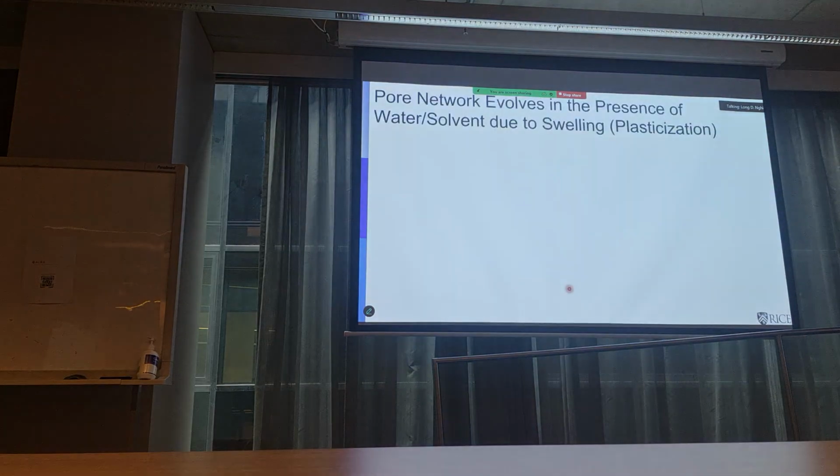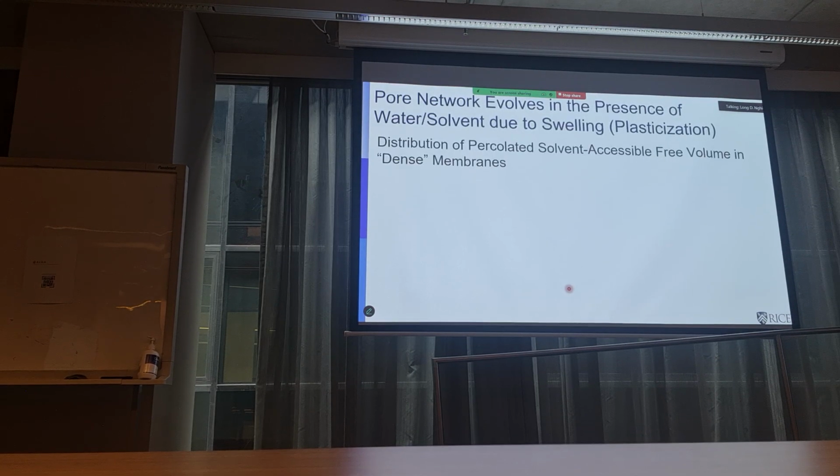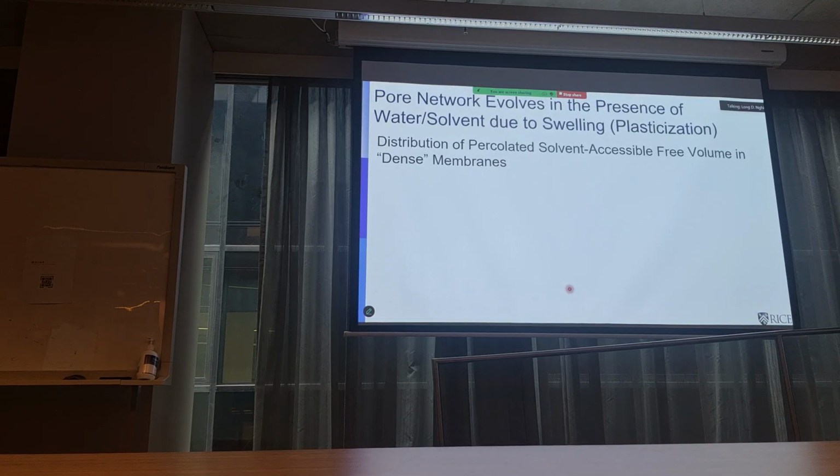Now, most of the experiments I showed you were done for dry membranes, but once you wet a membrane with water or a solvent, it's a very dynamic process, and the water or solvent will hydrate the membrane or solvate it, and then it will expand. You get a lot of pores, and you can show it by molecular simulation. Again, I will show later molecular simulations of what we call percolated solvent accessible free volume.